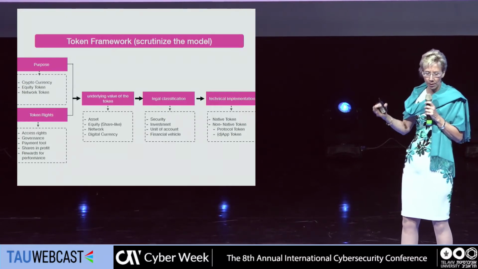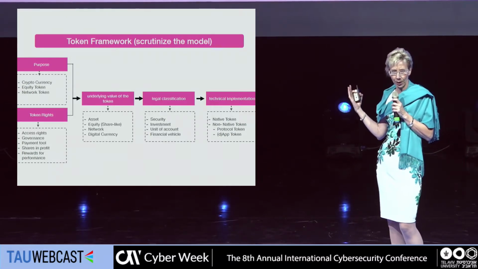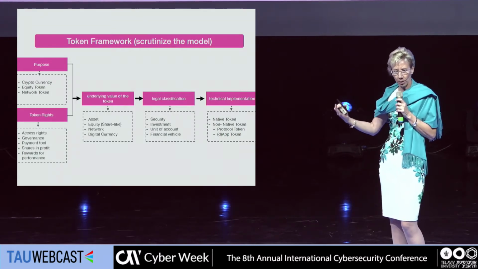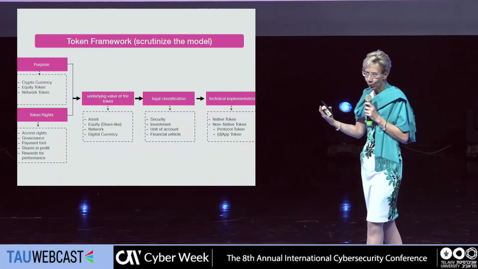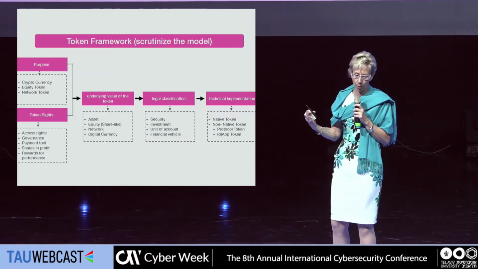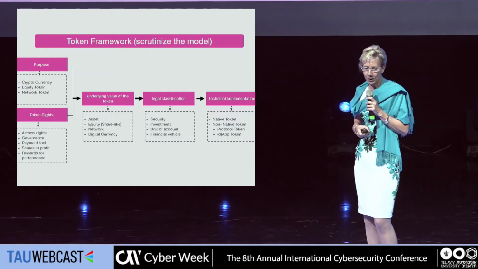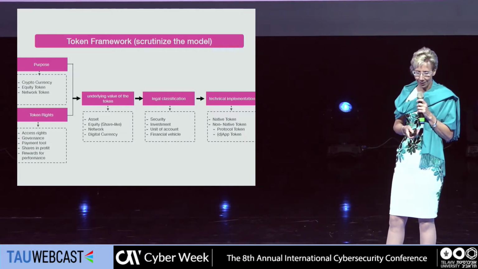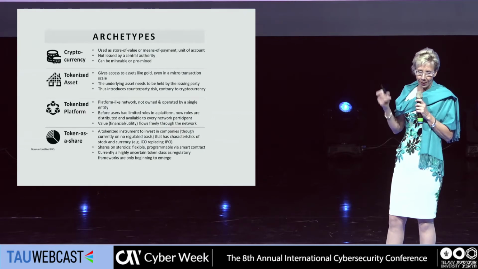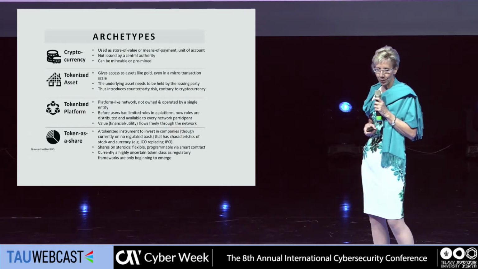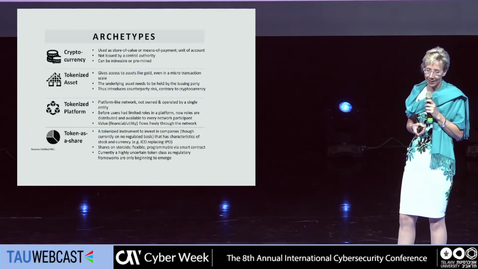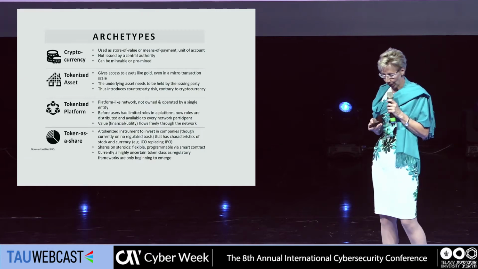And according to this, you also have to take the legal classification into account. What will happen when you issue a token, what kind of value is there, and what kind of legal consequences you have to face out of this. And then the technical implementation is also difficult, but it's not that hard. So here are the archetypes we are going to discuss. Cryptocurrency and tokenized asset platform could also be an idea, or token as a share.